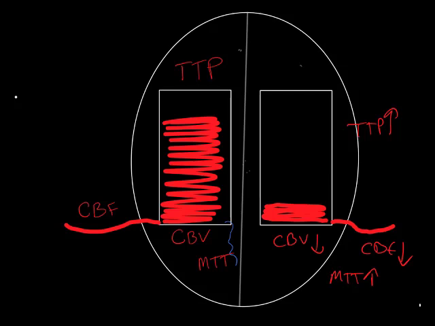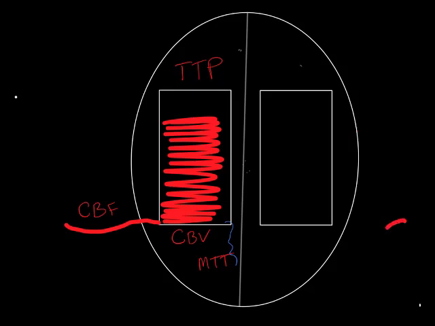So because the cerebral blood volume was low, this is non-viable tissue, and it matches the other parameters. So cerebral blood flow, mean transit time, TTP, and CBV all match. So this would be non-viable.